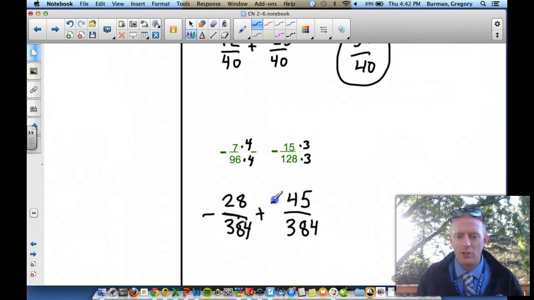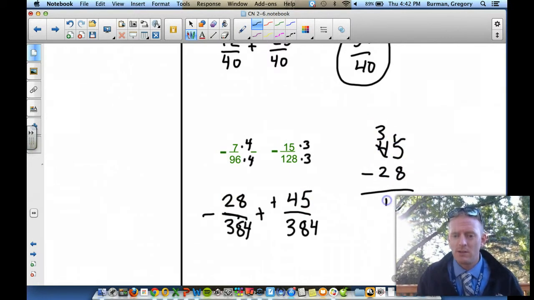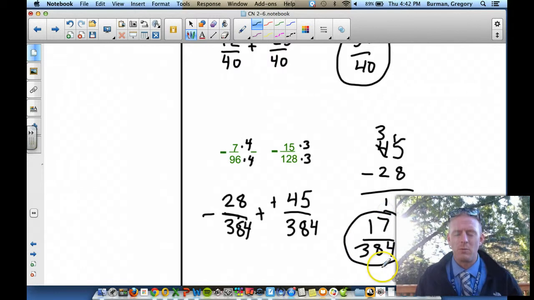Keep, change, change. So now I have a negative 28 and a positive 45. Signs are different, so I'm going to subtract. When I subtract, I've got to borrow and all that cute stuff. So I get 17/384ths. Now that is one gross number.